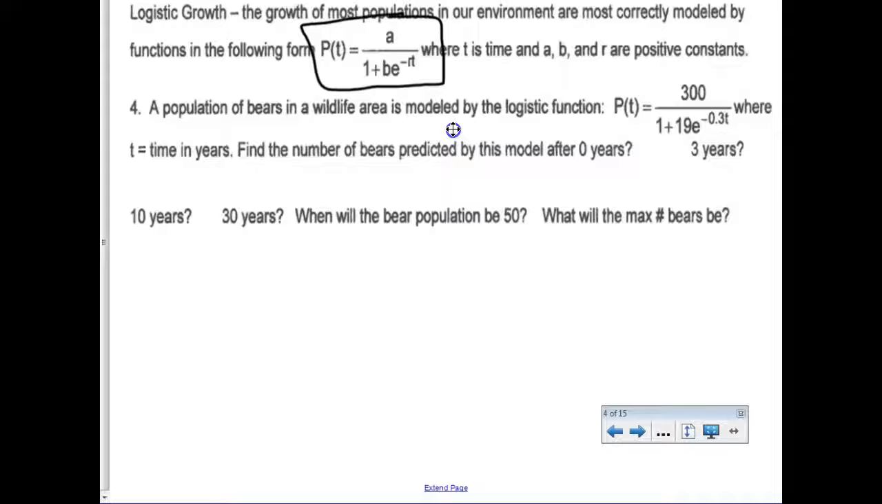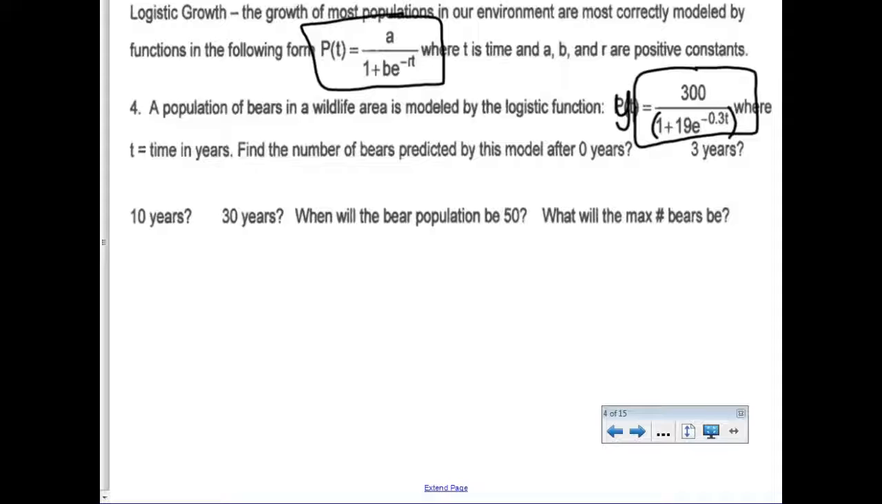So this is a bear population. They gave you the formula. You don't have to know anything about this formula other than there it is. What I want you to do is get this typed into Y1. Be careful and practice this, everybody, because there's a question just like this on your test. Make sure that whole denominator is in parentheses.